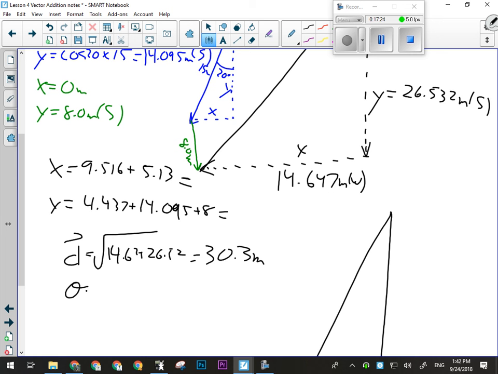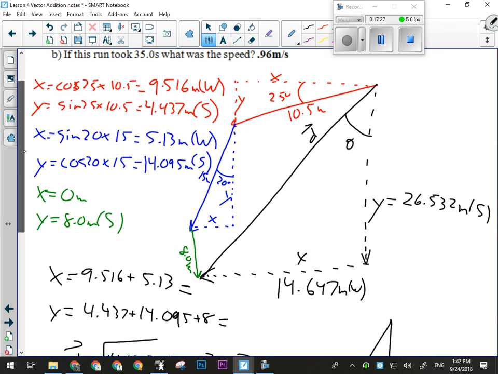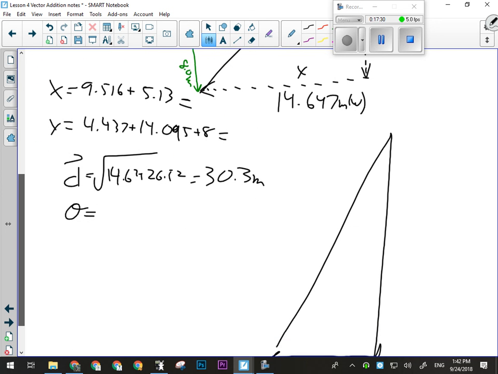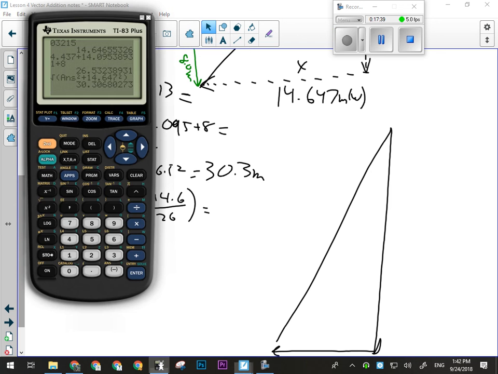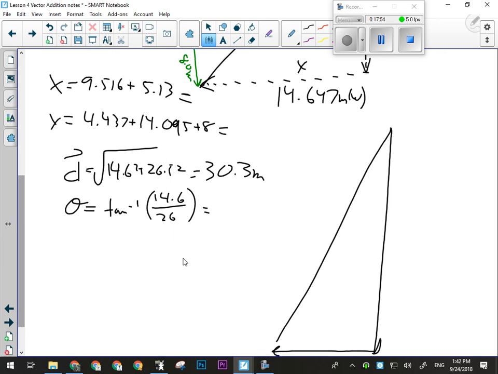And then to find the angle, okay, the way I drew that triangle, x is my opposite side, y is my adjacent side. So I'm going to go tan to the minus 1 of the 14.6 over the 26. Okay, so we're looking at 29 degrees. Okay, and for me, that 29 degrees is going to be west of south, but you could have had the complementary angle of 61 degrees south of west if you had that.